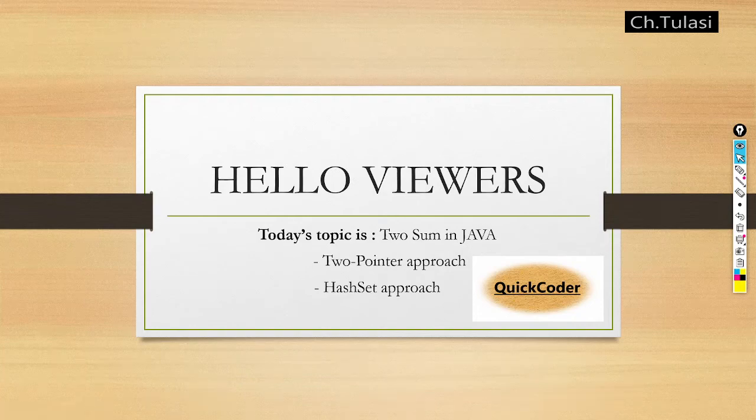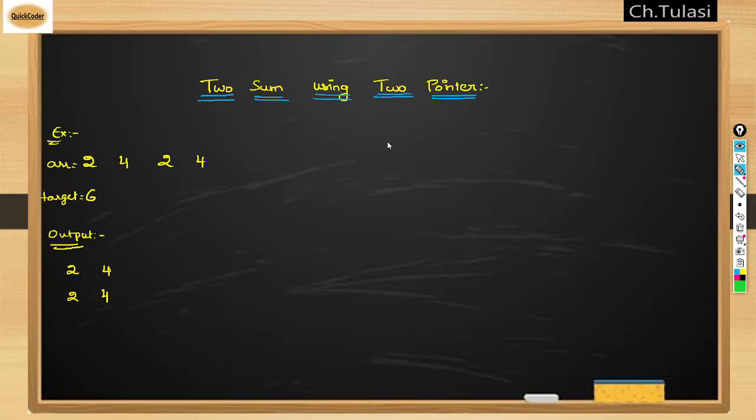My name is Tulsi. Today's topic is Two Sum in Java. This is a problem, and we are implementing it using the two-pointer approach and also the HashSet approach. So let's get started. Okay, so Two Sum using the two-pointer approach. First of all, let me explain what the problem is.